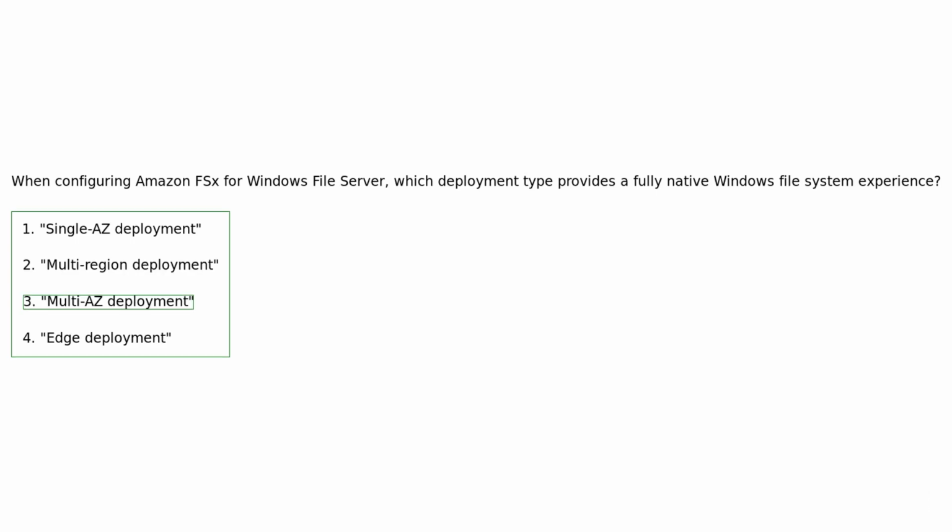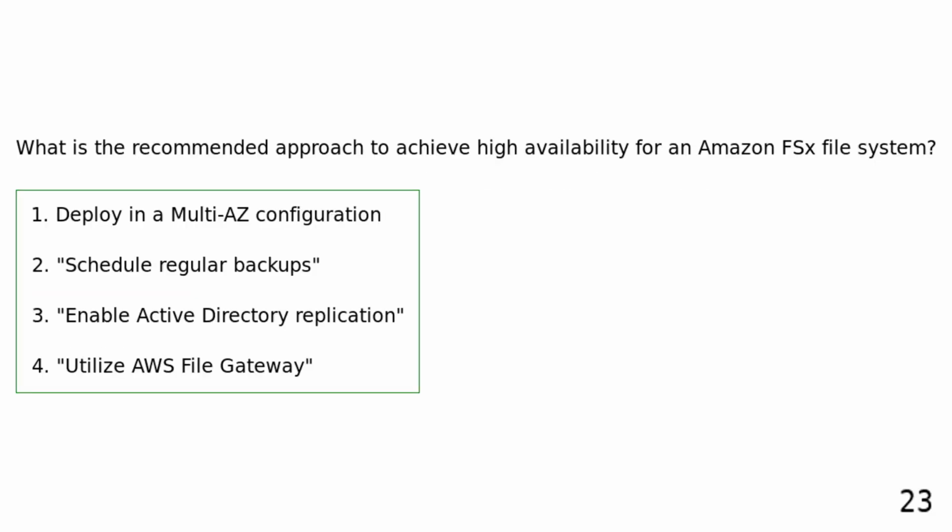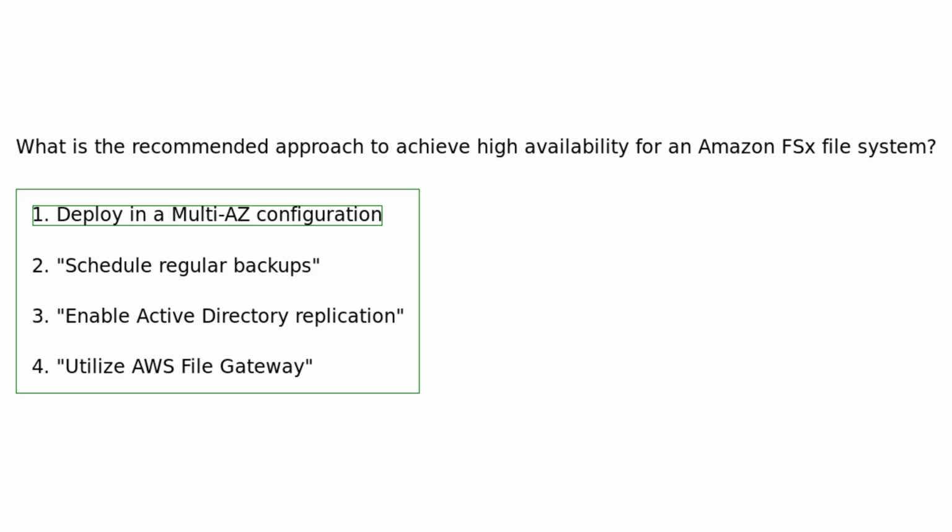A multi-AZ deployment for Amazon FSx for Windows File Server provides a fully native Windows file system experience with support for continuous availability. What is the recommended approach to achieve high availability for an Amazon FSx file system? Deploy in a multi-AZ configuration. Schedule regular backups. Enable Active Directory replication. Utilize AWS File Gateway. Multi-AZ deployments ensure automatic failover across availability zones for high availability.